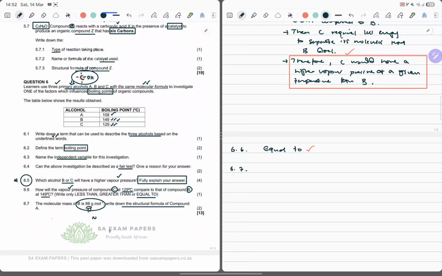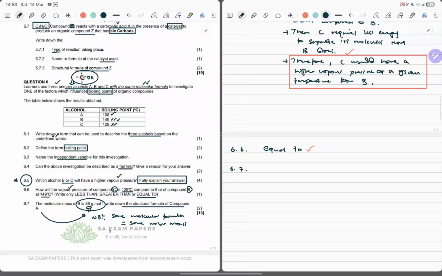Okay, let me say this. NB: same molecular formula is equal to the same molar mass. So this means the molar mass of B is 88. So this means the molar mass of A is going to be the same, right? That's the idea. So now how are we going to handle this?